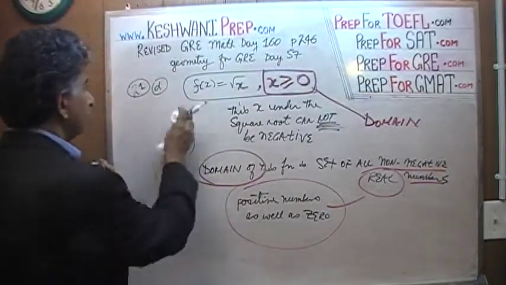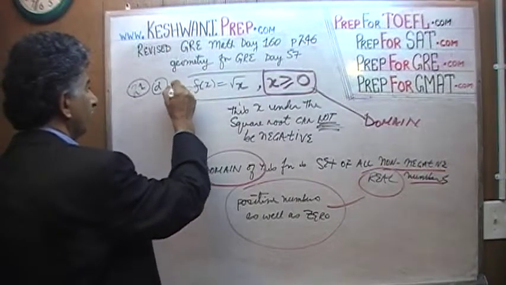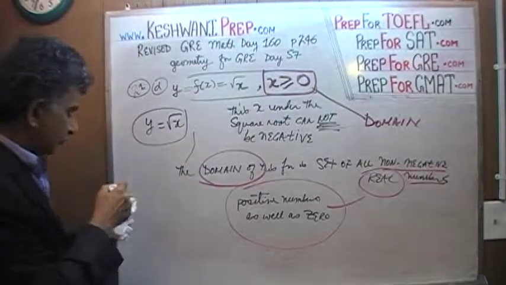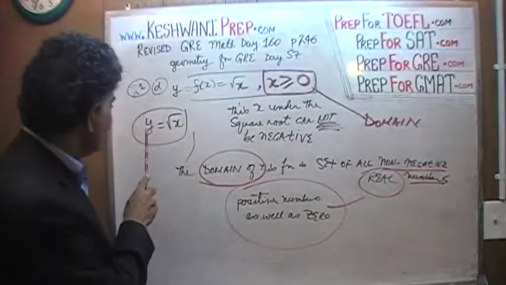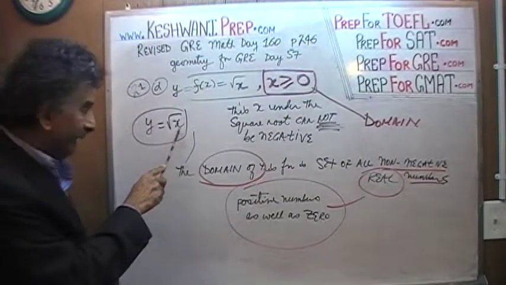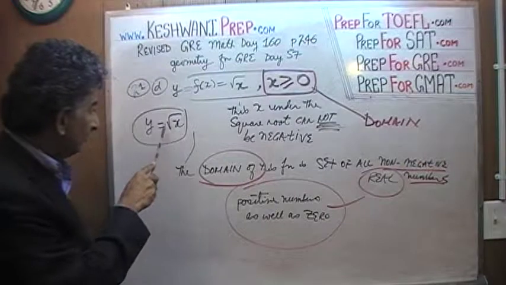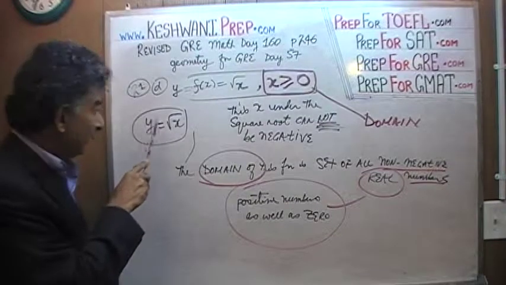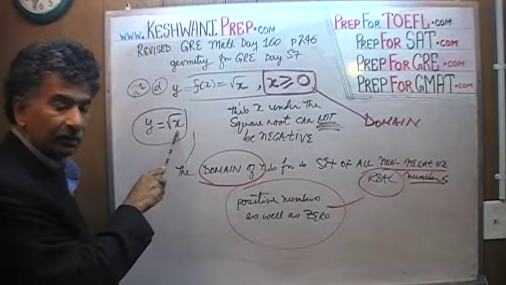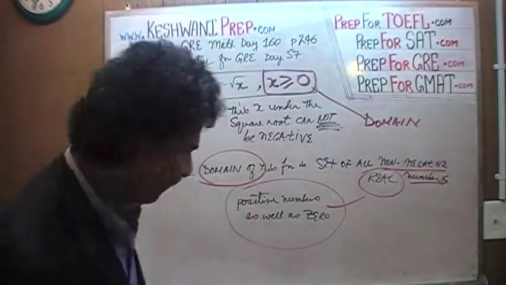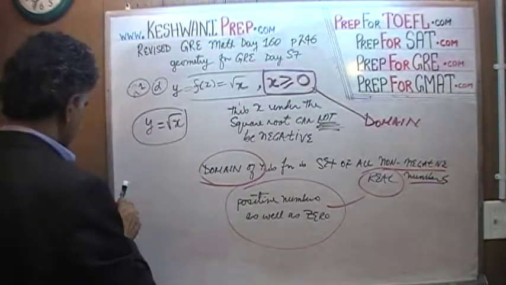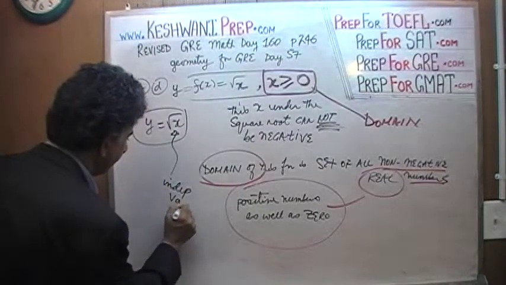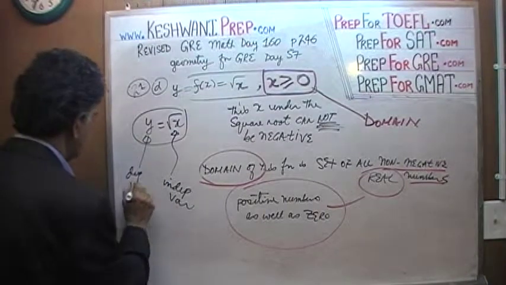Because the value of the function equals y. So y equals root of x. Since y equals root of x, what value y can take depends on the value of x. When x is 1, y is 1. When x is 2, y is square root of 2. When x is 4, y is 2. When x is 9, y is 3. The value of y depends on the value of x. Therefore, x is called the independent variable, and y is called the dependent variable.